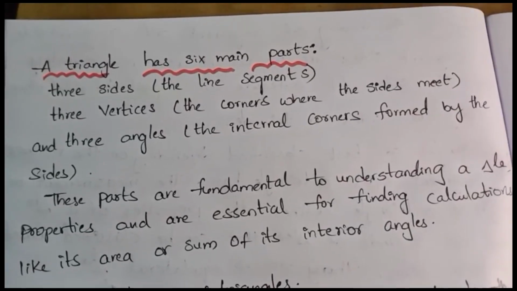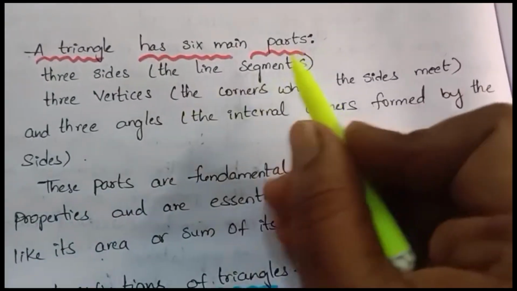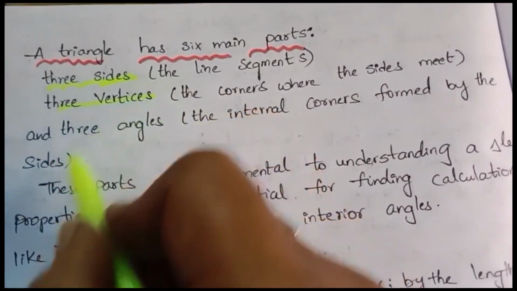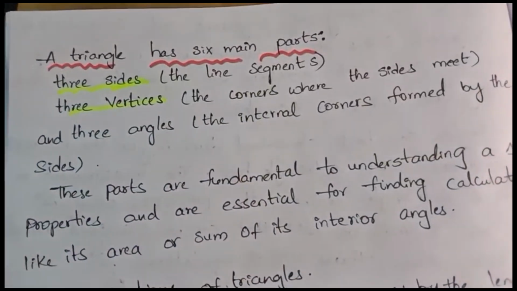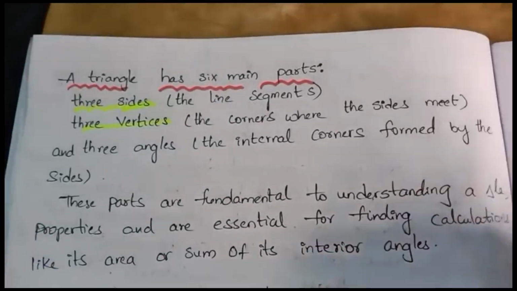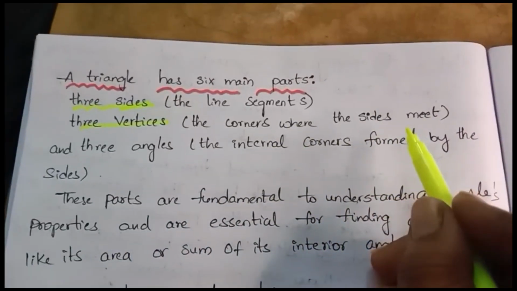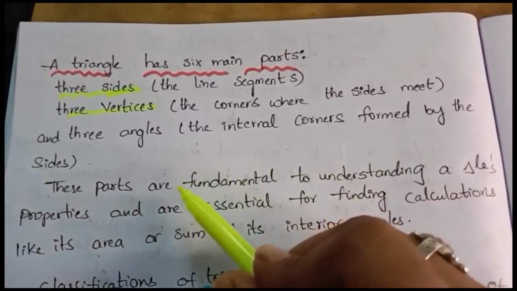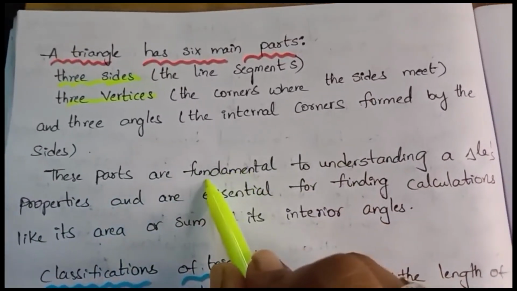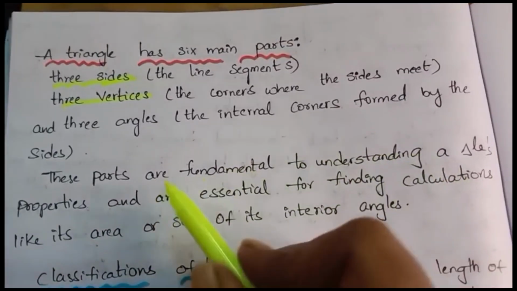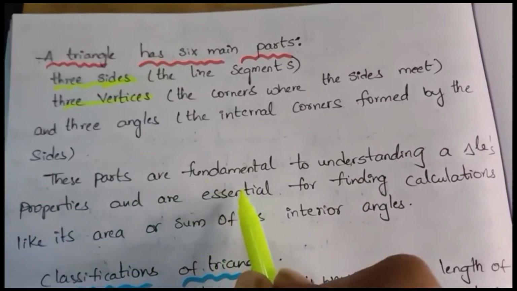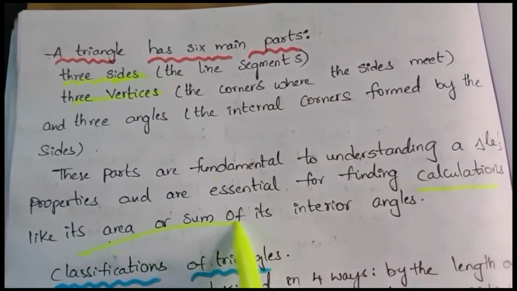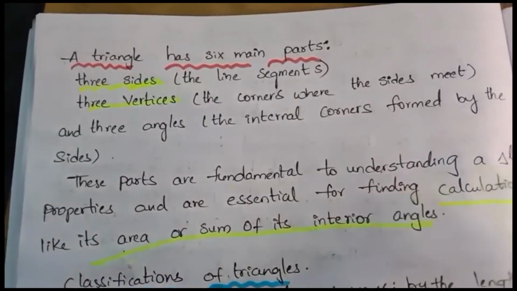And next, a triangle has main parts. What are the main parts? Six main parts are there: three sides and three vertices. Triangle parts has six main parts, regarding the sides and vertices, three angles, and external corners formed by the sides. These parts are fundamental to understanding a triangle's properties and are essential for calculations like its area and the sum of the internal angles.